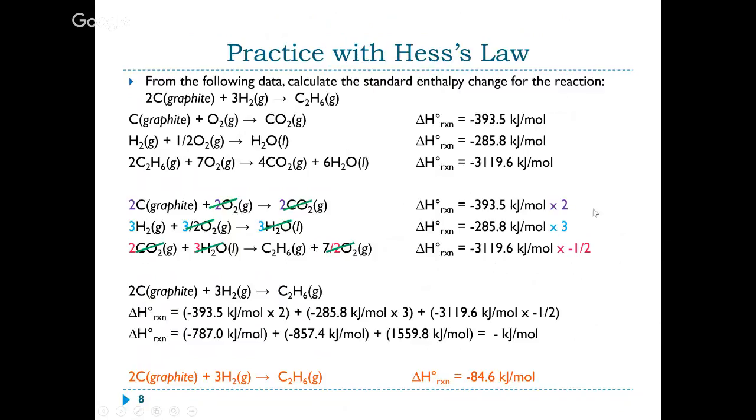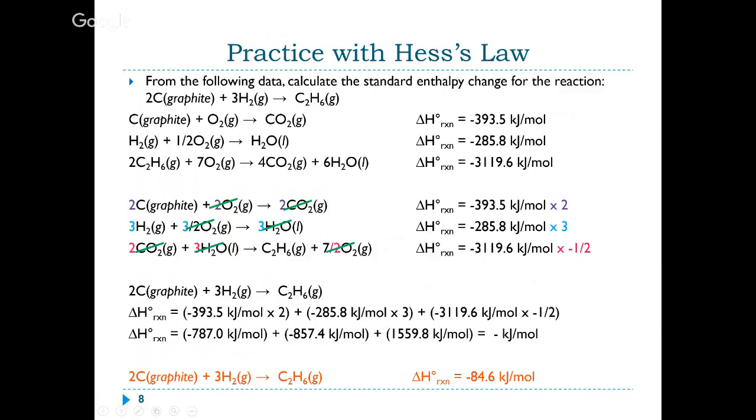Last but not least, we have our ethane as a product, and we have 1 mole of it. Here I have ethane as a reactant, and I have 2 moles. So I have to divide everything through by 2, and then I also have to flip the equation. That's the same thing as saying I'm multiplying by a negative 1/2. So I flip the equation, so my products become my reactants. I divide everything through by 2, so I have 2 moles of carbon dioxide, 3 moles of water, gives me 1 mole of ethane and 7/2 moles of oxygen.